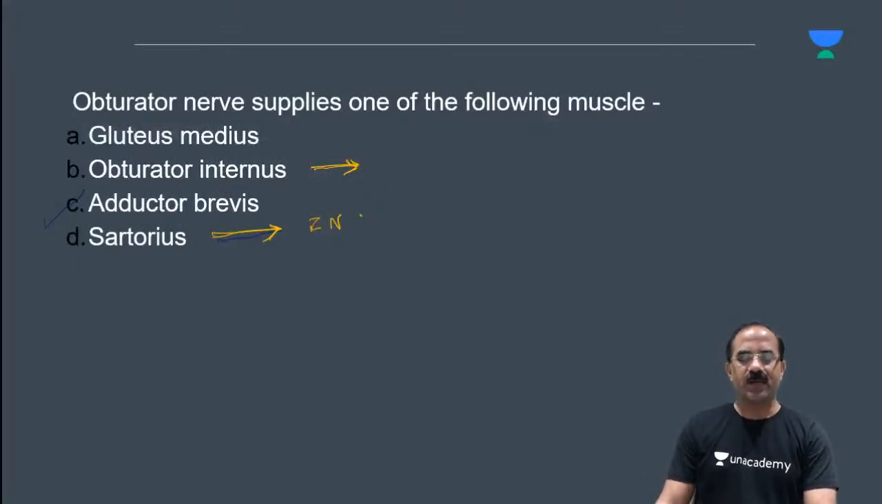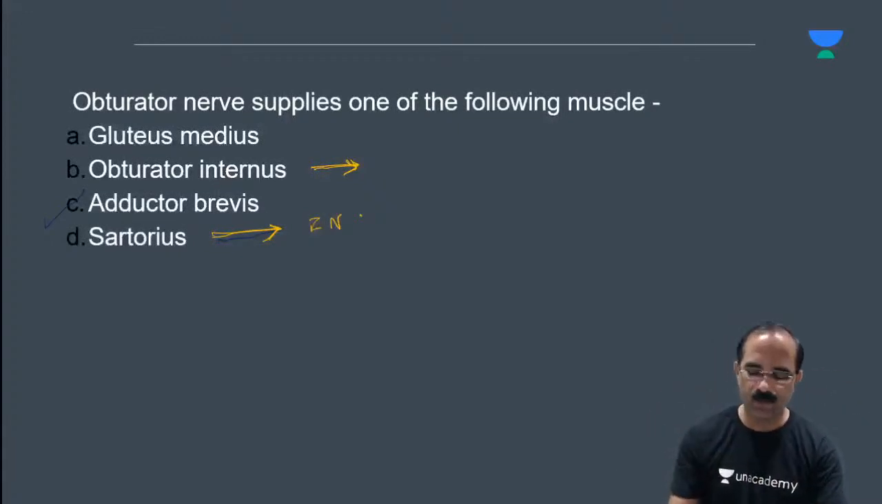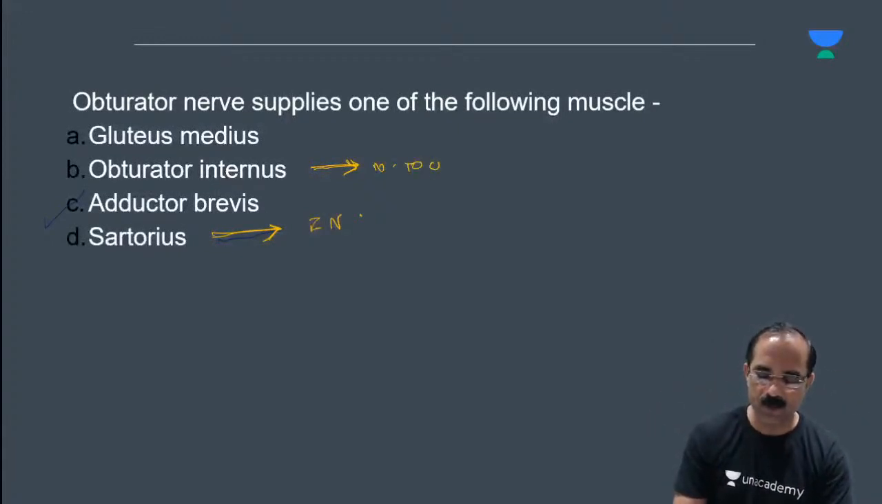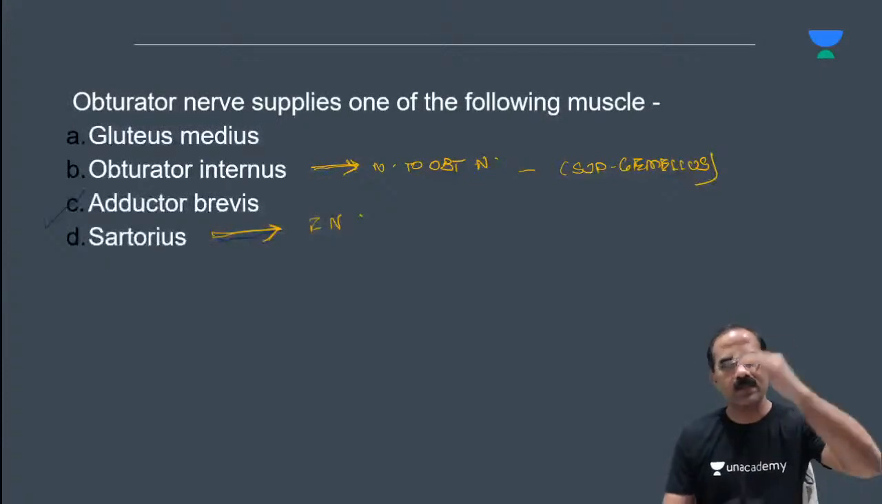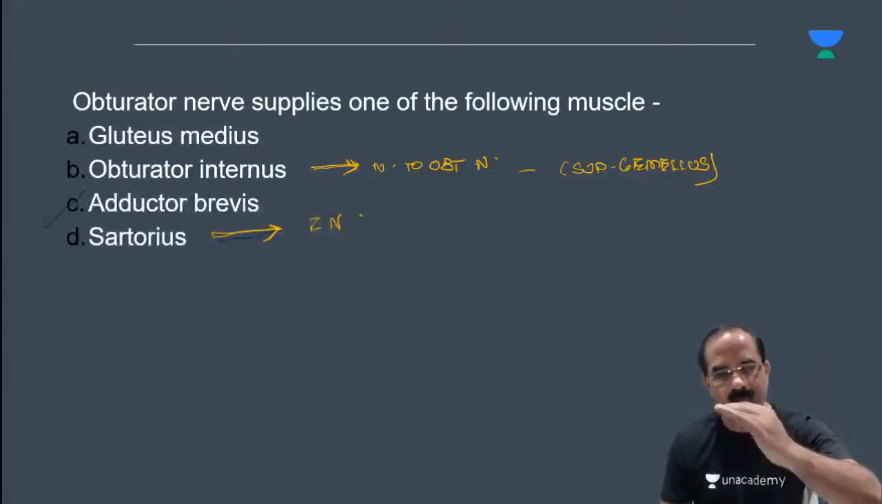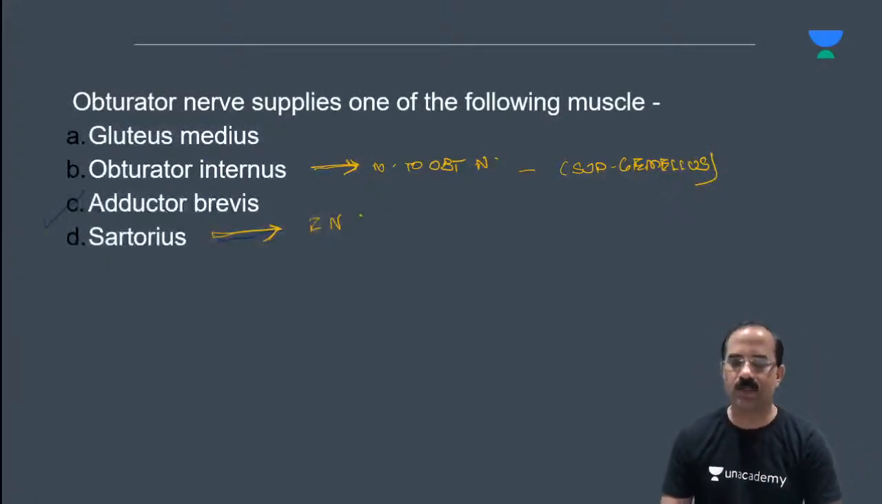Obturator internus is supplied by... Come on, students, guess. Nerve to obturator internus. Very good. That nerve to obturator internus also supplies the superior gemellus. So the nerve to obturator internus supplies the superior gemellus and the obturator internus.